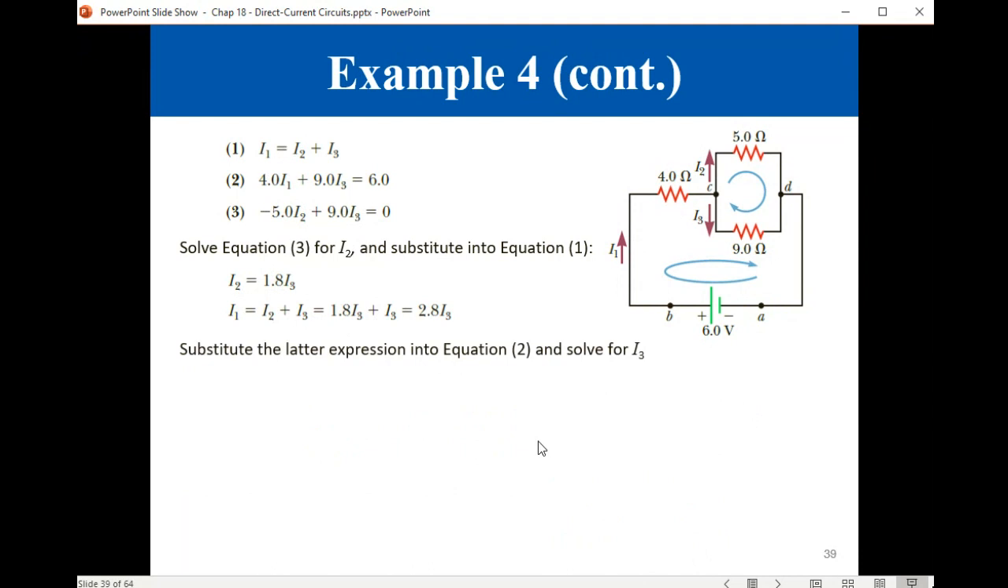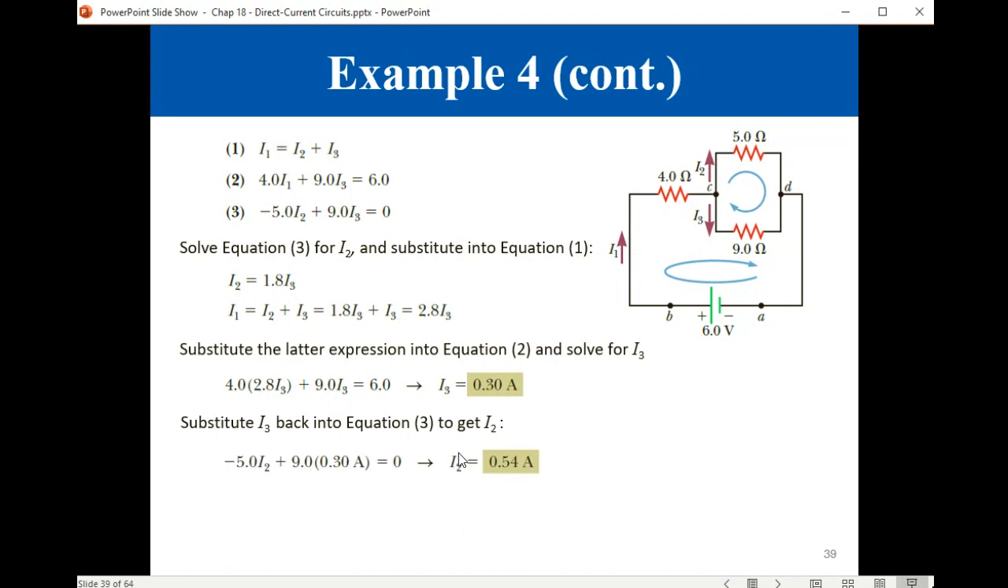Then we substitute this into equation 2 and solve for I3. So I1 is 2.8 I3. We put it here for I1. Okay, 2.8 multiplied by 4 I3 plus 9 I3 equals 6. Therefore, I3 is 0.3 ampere. When we solve this equation with one unknown, I3 is 0.3 amperes.